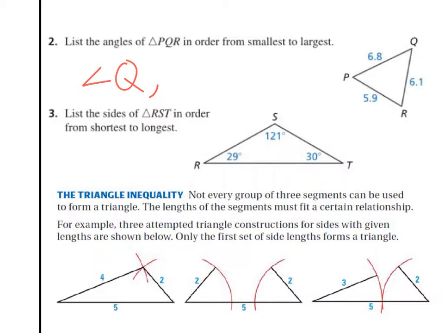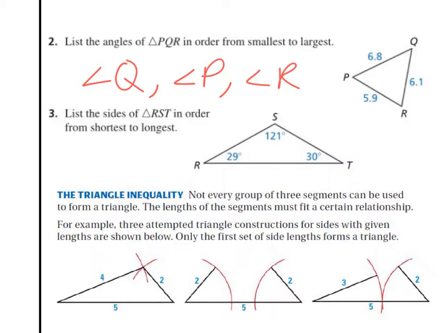So after Q, Megan, what's the next one? P. Then we got P, across from 6.1. And so the last one, the largest angle, is angle R, the one that's across from the largest side, which is 6.8. Okay, now we'll do the sides.